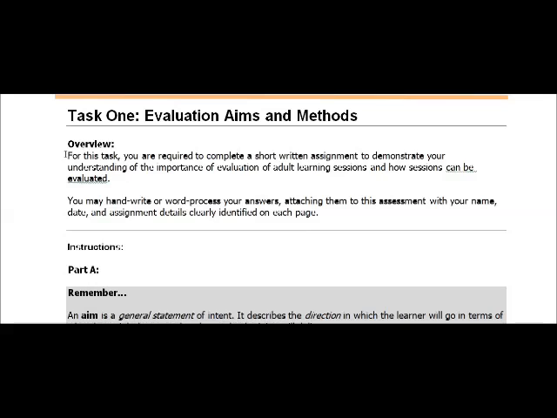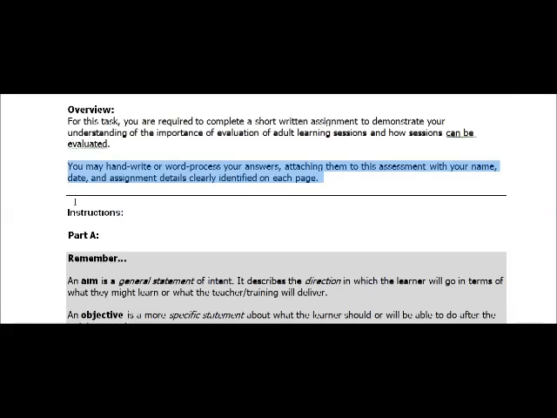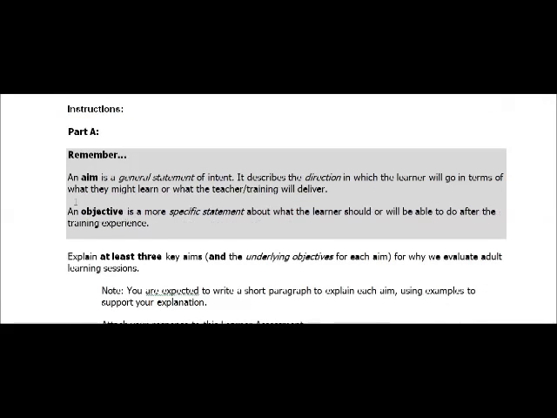The overview says, for this task you're required to complete a short written assignment to demonstrate your understanding of the importance of evaluation of adult learning sessions and how sessions can be evaluated. Your evidence for this can be handwritten, or you can do it on a word processor. Okay. In either case, your assessment evidence must have your name, date, and assignment details on each page.